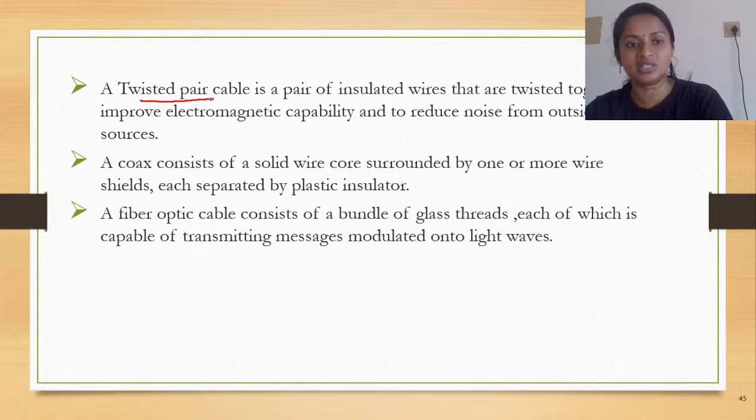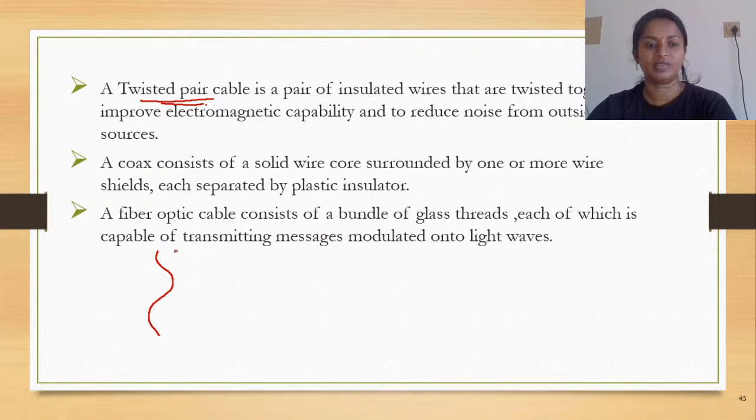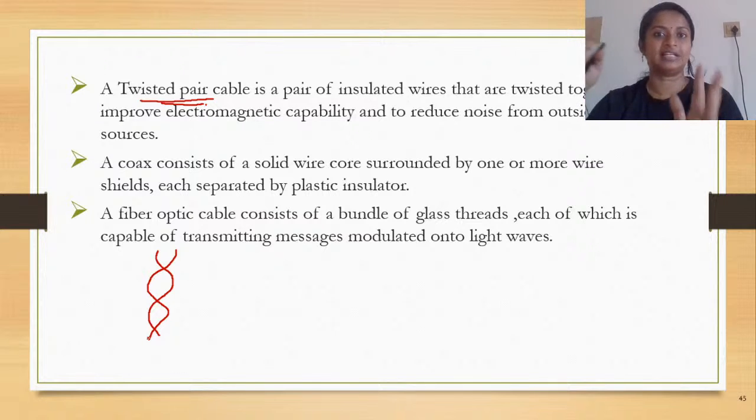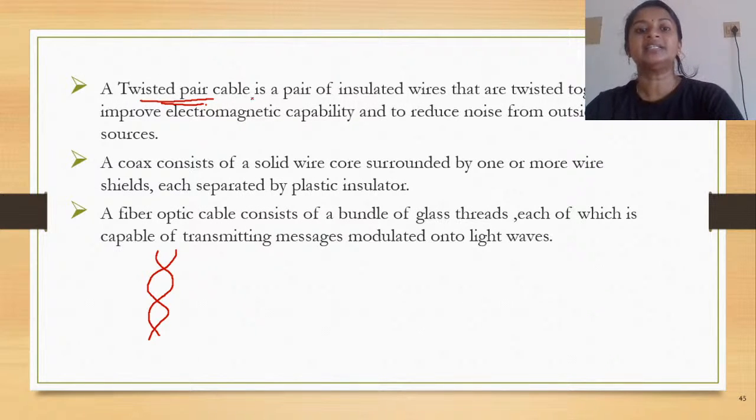Let's see what a twisted pair cable is. The twisted pair cable looks like a braided format, with different wires running around each other, something like how we braid hair, or like the DNA. It is actually a pair of insulated wires. Each of these wires is insulated, so it is not going to pick up noise from the outside environment. They are twisted together to improve electromagnetic capability and to reduce noise from outside sources.